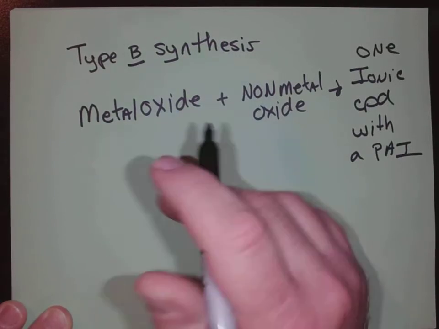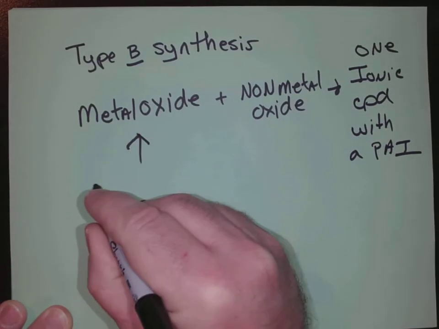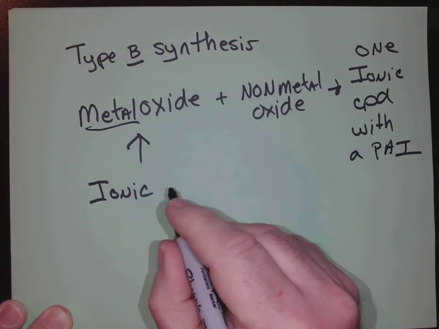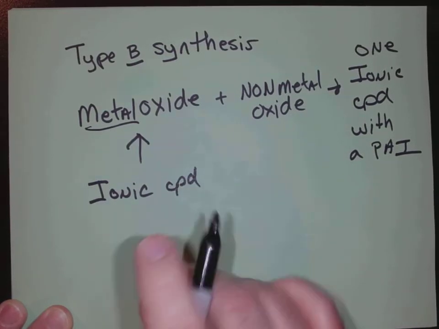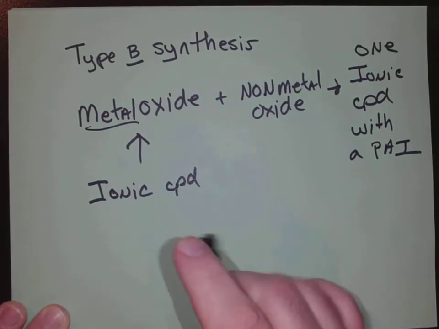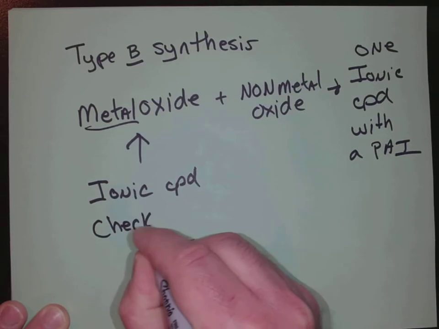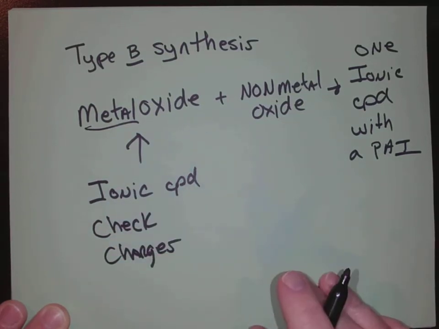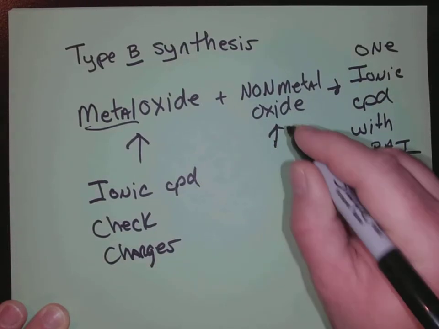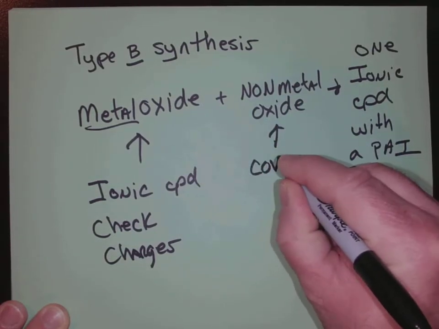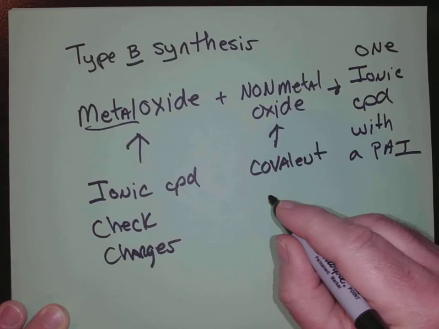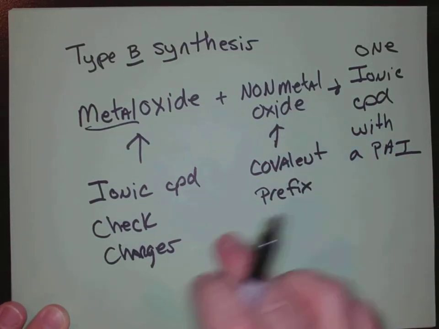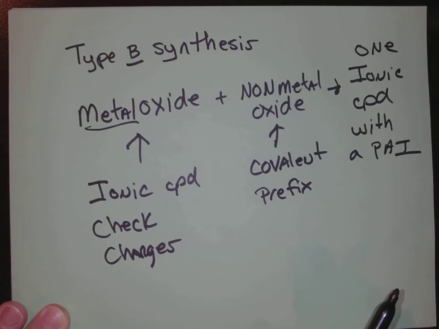Okay, so in our metal oxide, hopefully you realize that this is your ionic compound because it's got a metal in it, right? And anytime you have an ionic compound, you're going to hear me say this a lot throughout the video, we have to check the charges. Okay, because the charges are going to rule here. In a non-metal oxide, it's covalent. And that means we're going to use a prefix system. Now, don't crisscross the prefix, only crisscross ionic compounds.